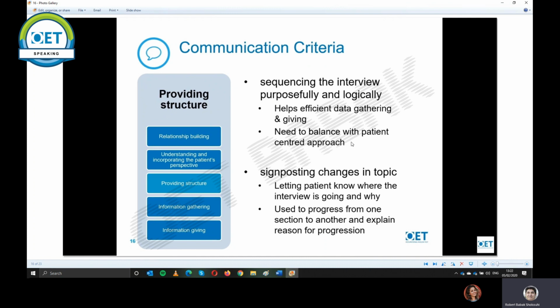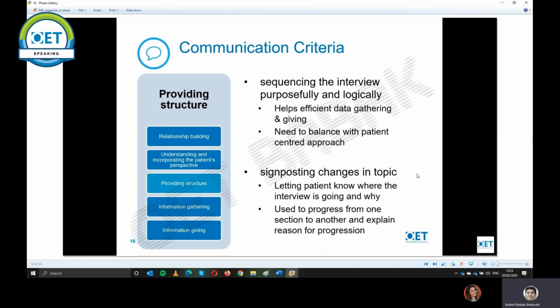So, signposting changes in topic. So you ask questions. You say, okay, so you said that you have this chest pain for 3 days, and it doesn't get any better with painkillers. Is that right? And they say yes. I say, okay, and you said that your friend had a heart attack, so you're worried about heart attack. Is that right? Yes. Okay. So let me examine you. Now, this let me examine you is signpost.